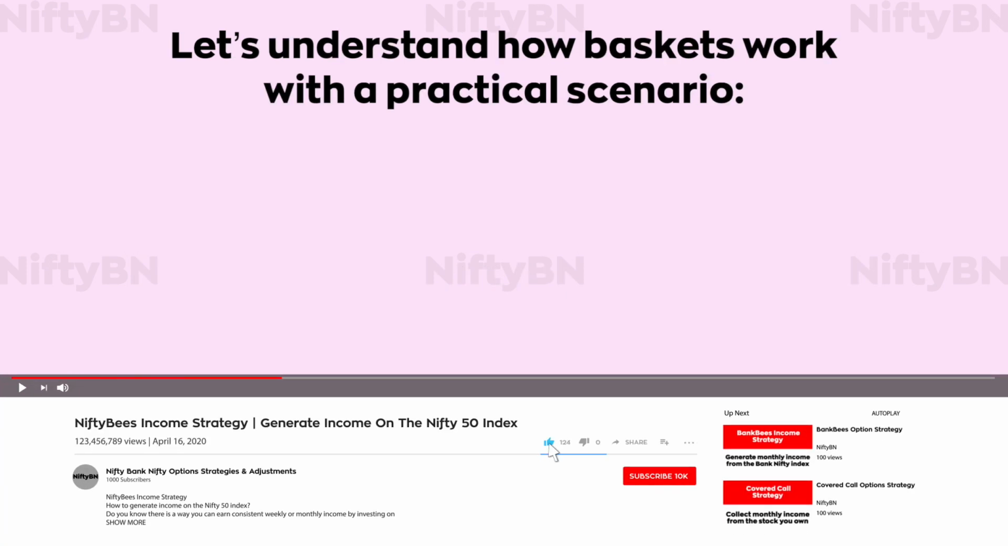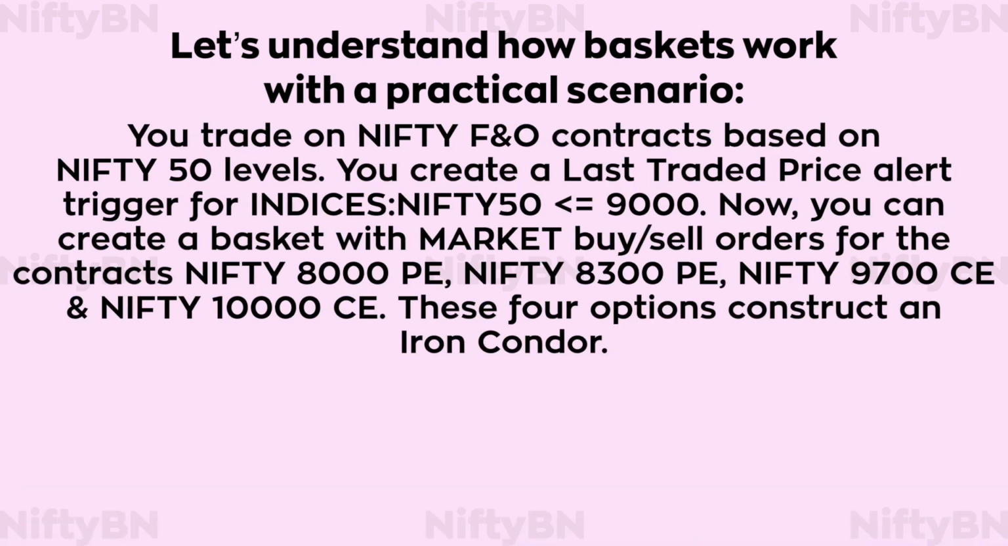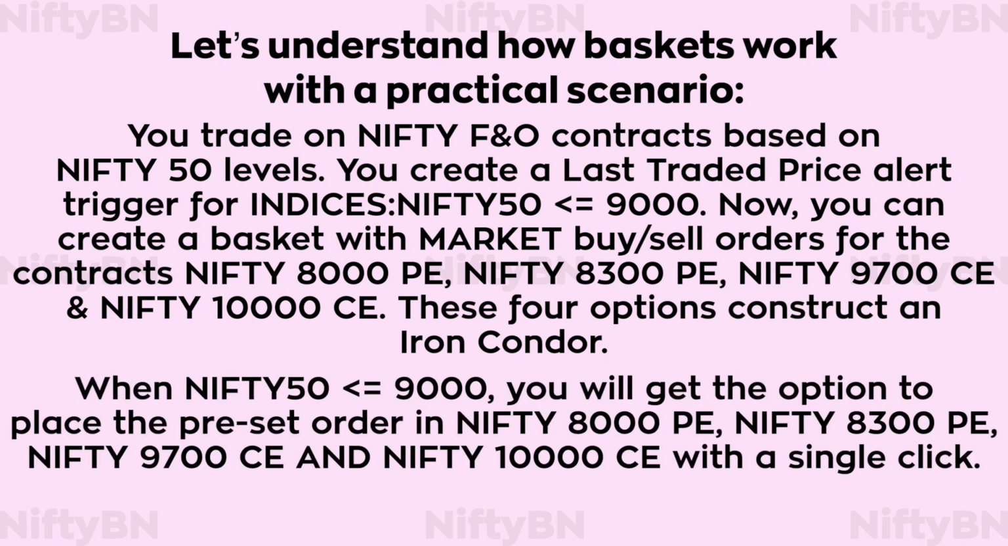Let's understand how baskets work with a practical scenario. You trade on Nifty F&O contracts based on Nifty 50 levels. You create a last traded price alert trigger for index Nifty 50 less than or equal to 9000. Now you can create a basket with market buy sell orders for the contracts Nifty 8000 put, Nifty 8300 put, Nifty 9700 call, and Nifty 10000 call.